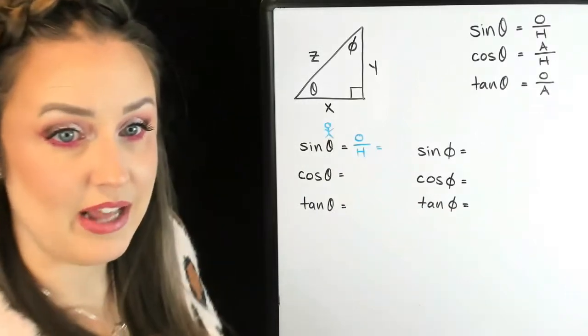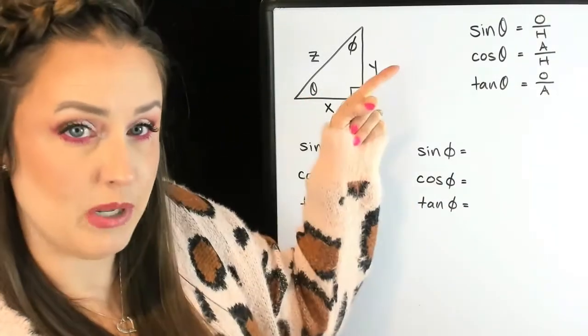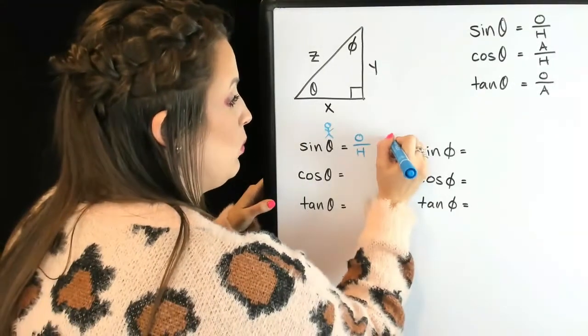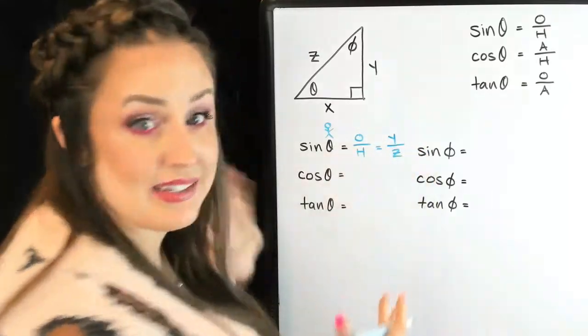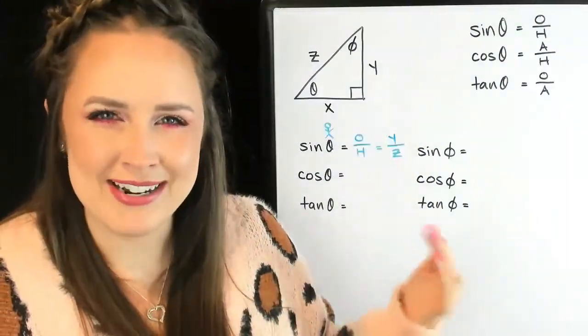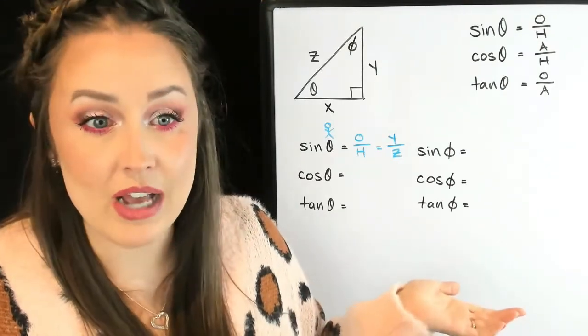Now let's actually find the letters. From theta's corner, the wall opposite you is going to be y, and then the hypotenuse is going to be z. So the answer to this would be y over z. And that's it. So sine, cosine, and tangent are just ratios. They're just dividing two sides, and you just have to figure out which sides.